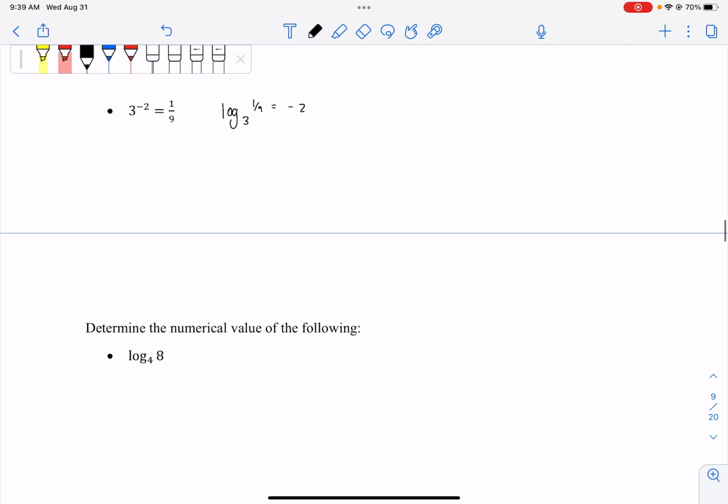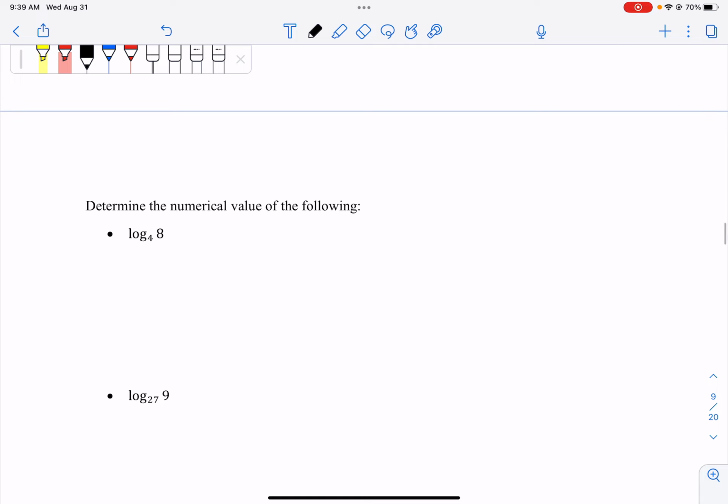Determine the numerical value of the following. Log base 4 of 8. We'll say this is equal to y. So 4 to the power of y is equal to 8. Over here, we make this into the same base. So instead of writing 4 and instead of writing 8, this becomes 2 squared to the power of y is equal to 2 to the power of 3. 2 to the power of 2y is equal to 2 to the power of 3.